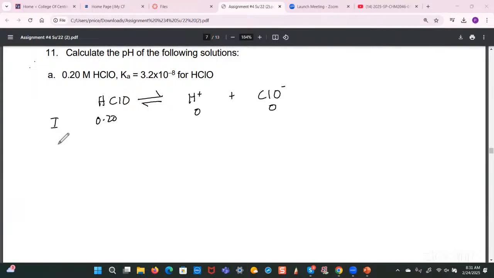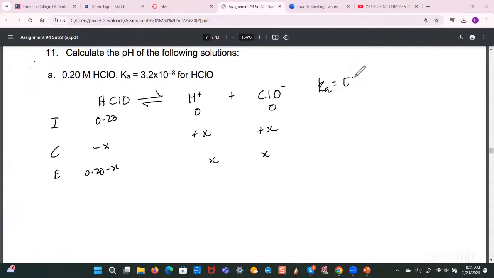If you remember, we did at least one example of this type in lecture. We said that we don't know what the change is, but because we know it's a weak acid, some of this will react. So we say the change is X, which means the change here will be plus X and plus X. At equilibrium, you're going to have 0.20 minus X, and X, and X.